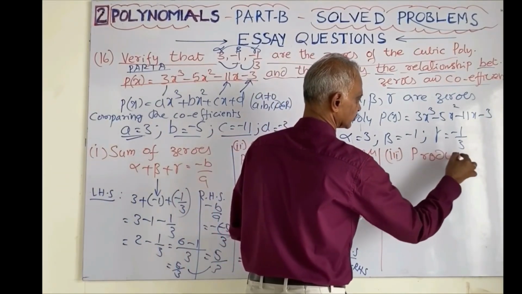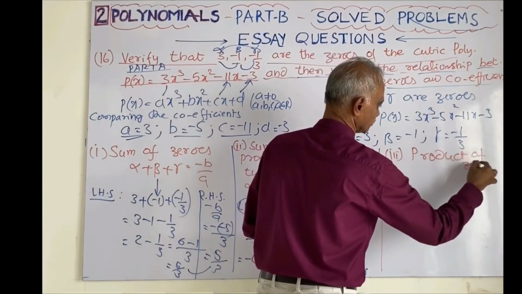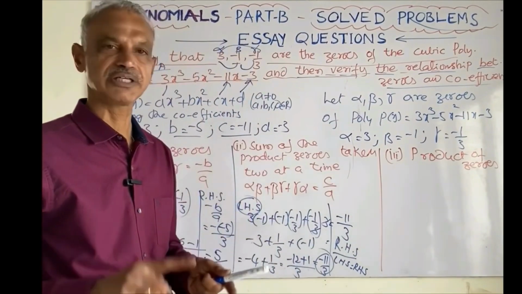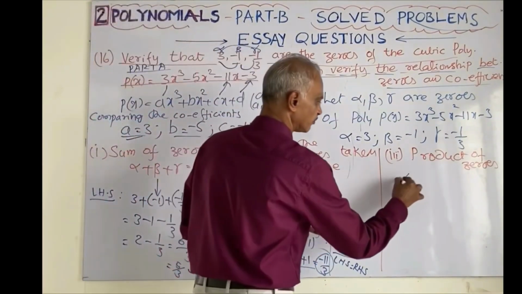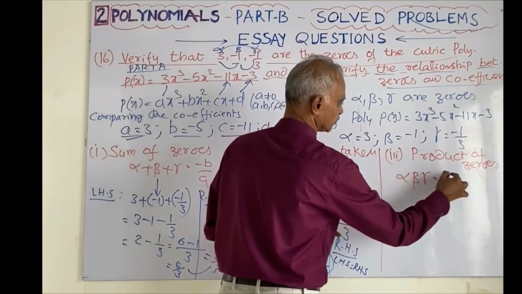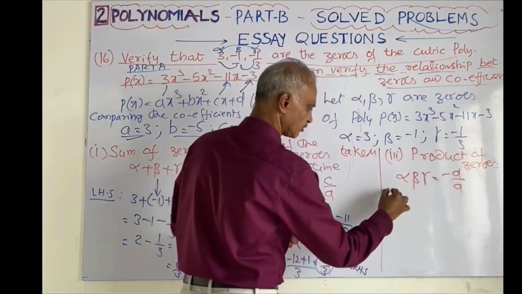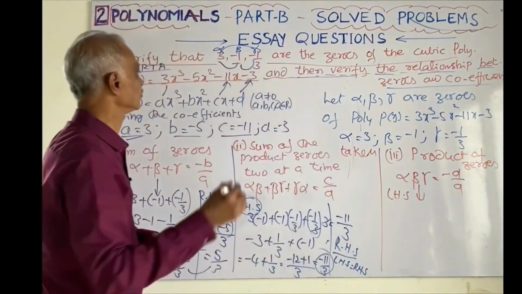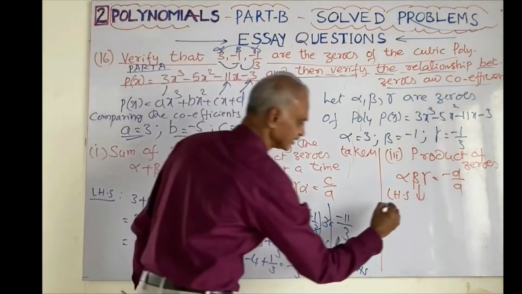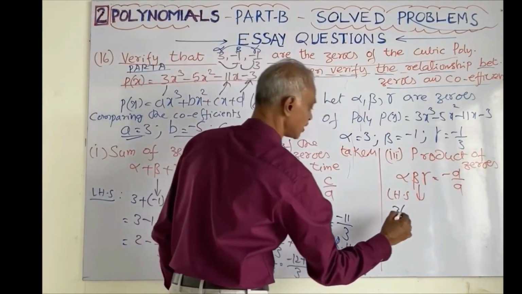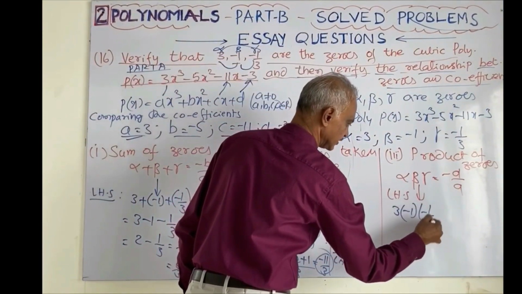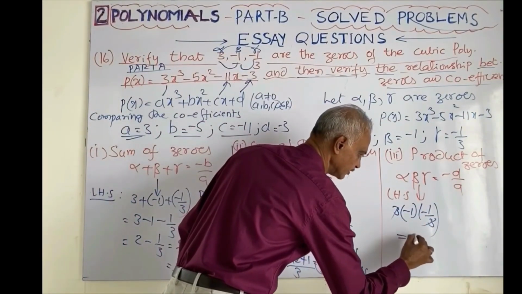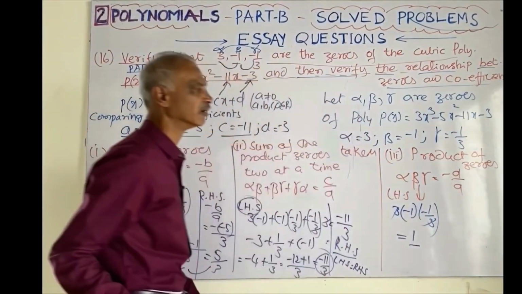Last one, third one, product of zeros. What is the product of zeros? Zeros are alpha, beta, gamma. Alpha into beta into gamma is equal to minus D by A. Now I will take LHS. Alpha beta gamma, you have to multiply these 3: 3 into minus 1 into minus 1 by 3. 3 cancel, minus into minus plus. You should get plus 1, I got.